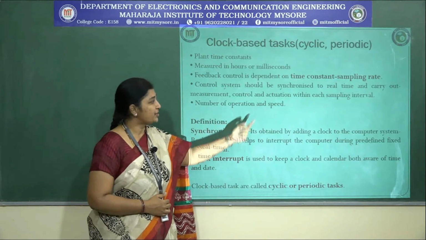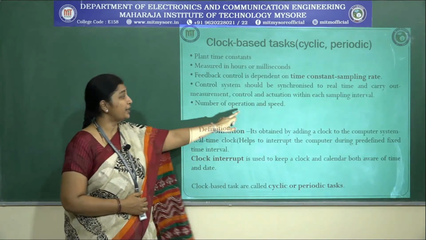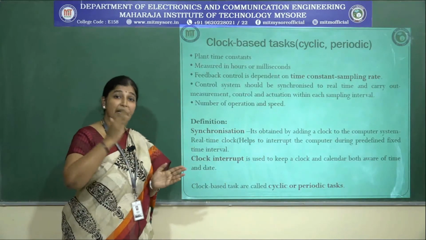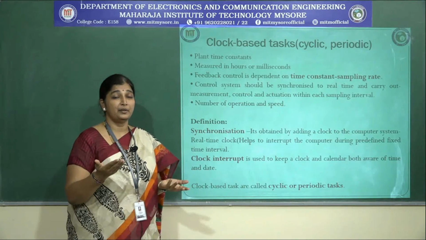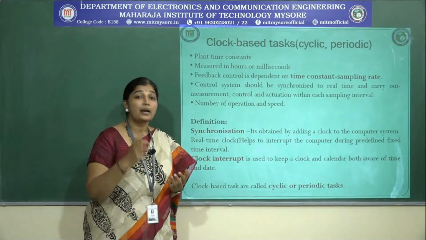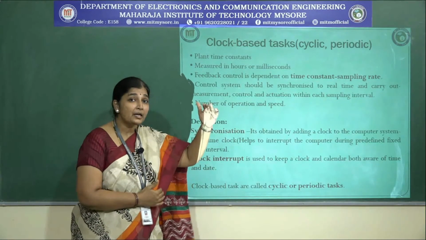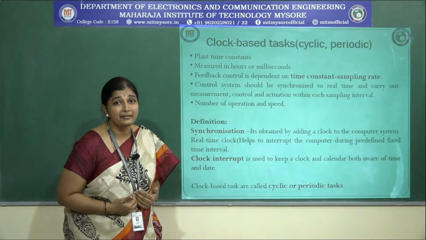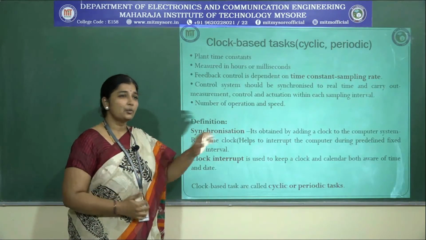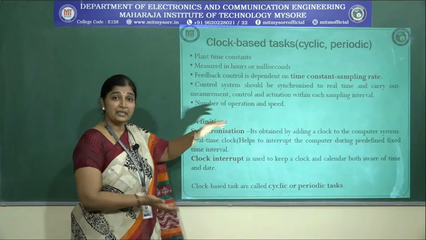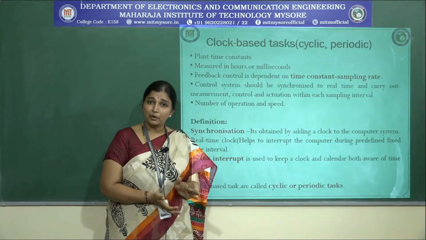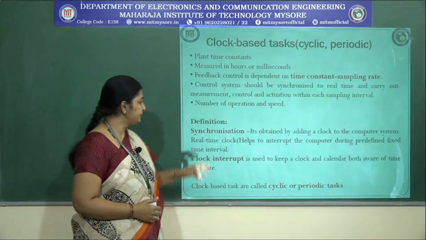So the number of operations and speed. If the number of operations is greater, what will happen to the performance? For example, if I have 10 tasks to perform in 1 hour, what will happen to my speed? Initially it will be high, but later on it deteriorates, right? If the number of operations is increasing, what will happen to the speed? Definitely it will decrease. So the lesser the number of operations, the better the speed.